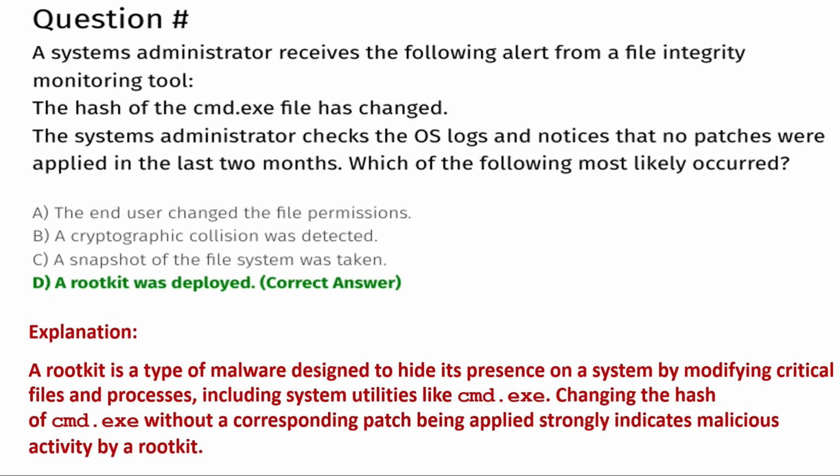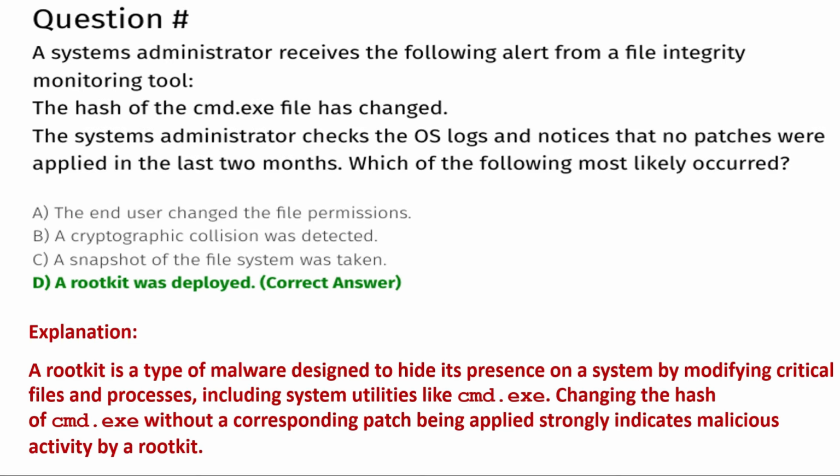Next question is, a system administrator receives the following alert from a file integrity monitoring tool. The hash of the cmd.exe file has changed. The system administrator checks the OS logs and notices that no patches were applied in the last 2 months. So which of the following most likely occurred? Option A, the end user changed the file permissions. Option B, a cryptographic collision was detected. Option C, a snapshot of the file system was taken. And option D, a rootkit was deployed. And the correct answer for this question is option D, a rootkit was deployed.